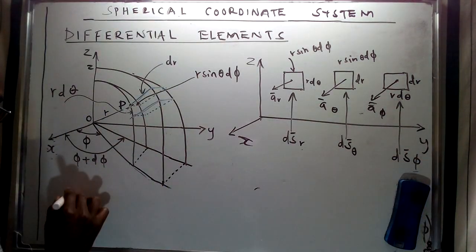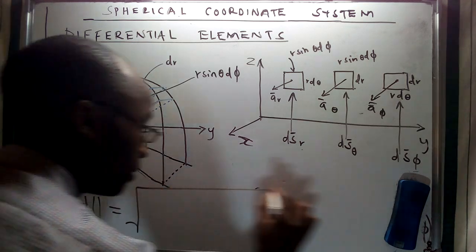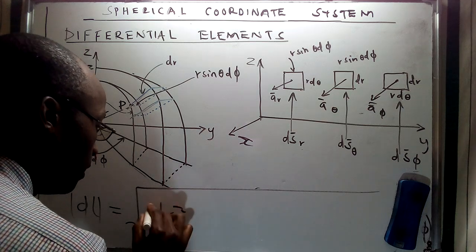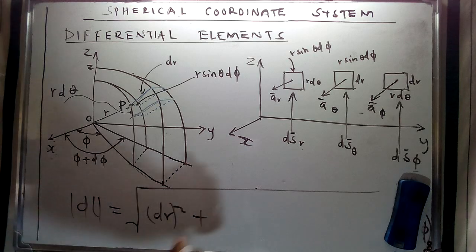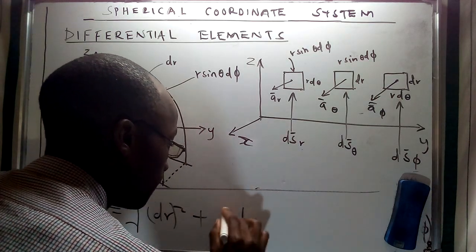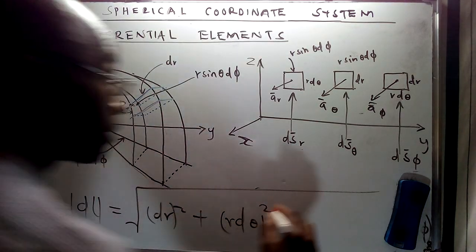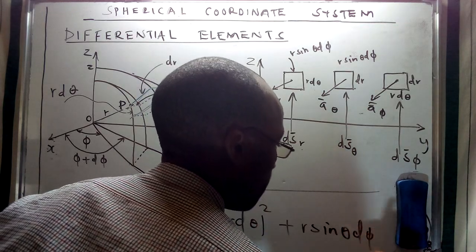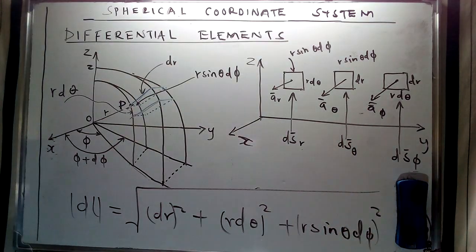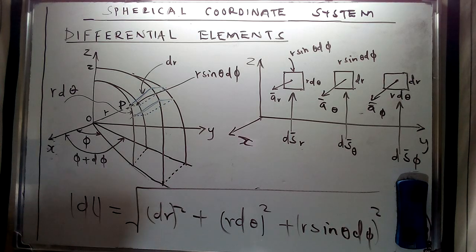So the magnitude is going to be given in terms of the root of dr squared, plus the second one given as r d theta squared, and the third one is going to be given as r sine theta d phi, squared as such. So this is going to form the magnitude of this differential length vector, which is given in terms of that one.